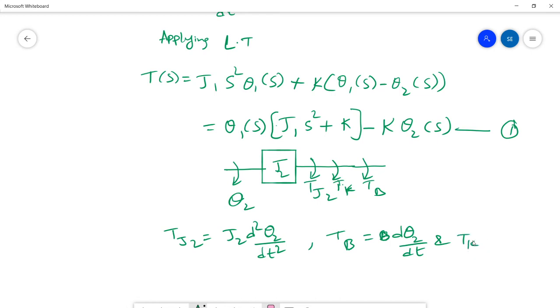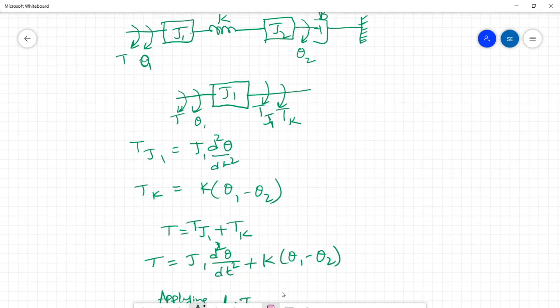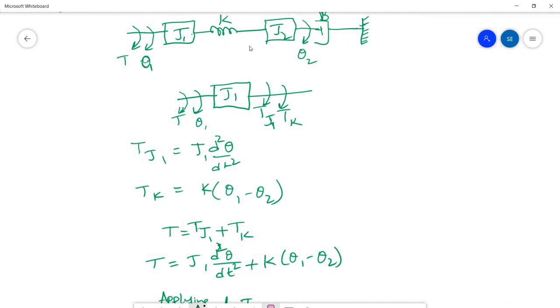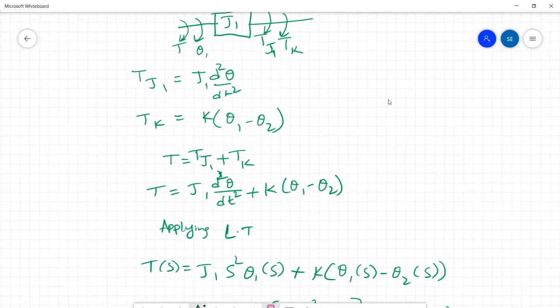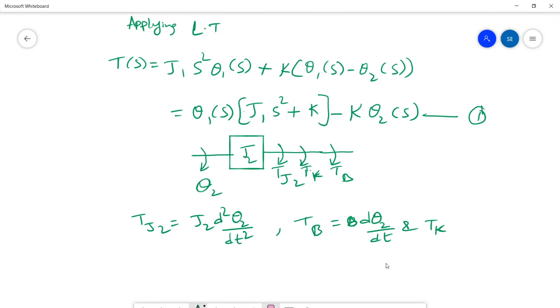Now Tk. The spring is connected to both J1 and J2. When we write the torque equation for J1, we write K into theta 1 minus theta 2. When we write for J2, we have to write K into theta 2 minus theta 1. So the torque equation for the spring is Tk equal to K into theta 2 minus theta 1.